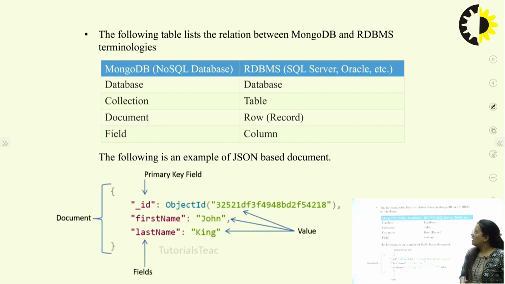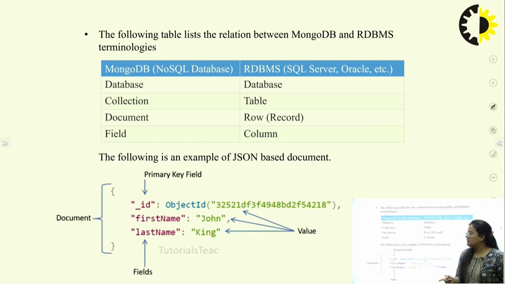The following table lists the relationship between MongoDB and RDBMS terminologies. MongoDB has database, and RDBMS also has database. MongoDB has collection, RDBMS has tables. In MongoDB there are documents, and in RDBMS there are rows. In MongoDB there are fields, and in RDBMS there are columns. In the RDBMS database, a table can have multiple rows and columns.